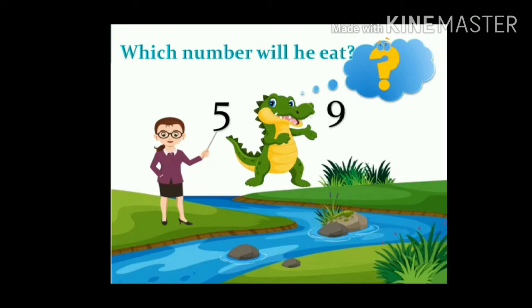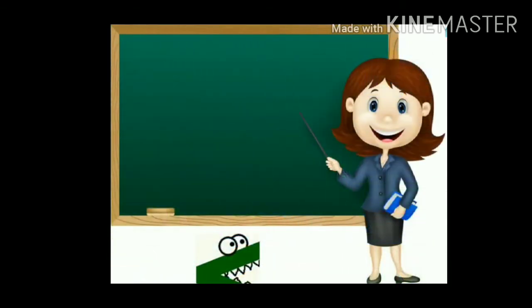Crocodile always eats the big number. Now 5 or 9, which number? 9. 9 is the big number. So the greater number is 9, so he eats the 9. How can we show this?